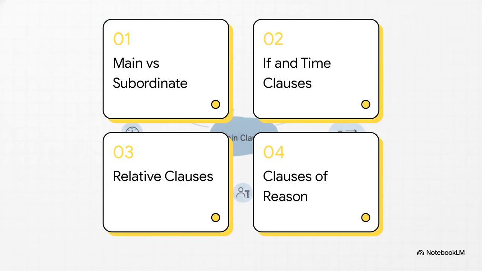Okay, let's dive into this and look at our roadmap. First, main versus subordinate clauses. Second, if and time clauses. Third, relative clauses and punctuation. And finally, clauses of reason. Don't worry if that sounds like a lot. We're going to build this knowledge logically, step by step.